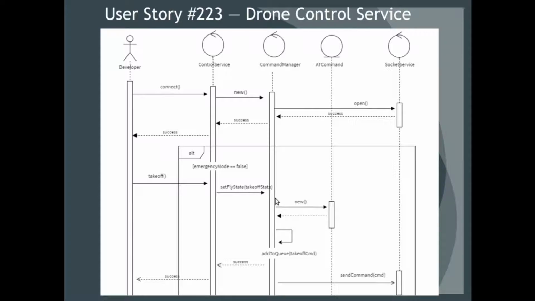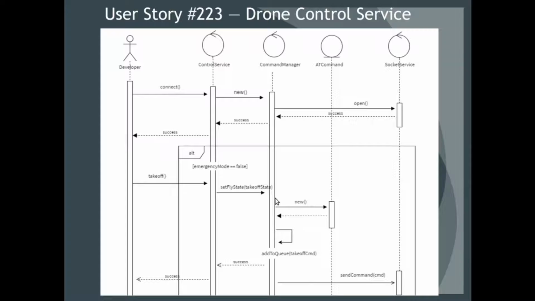This is the general flow of what happens when a command is sent. Before we're even talking to the drone over the socket, we want to connect first. So the consumer will seek out the control service to connect over the socket in a proxy sort of way.